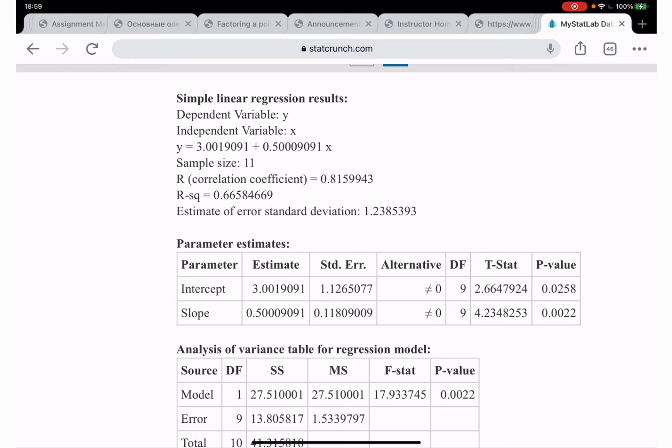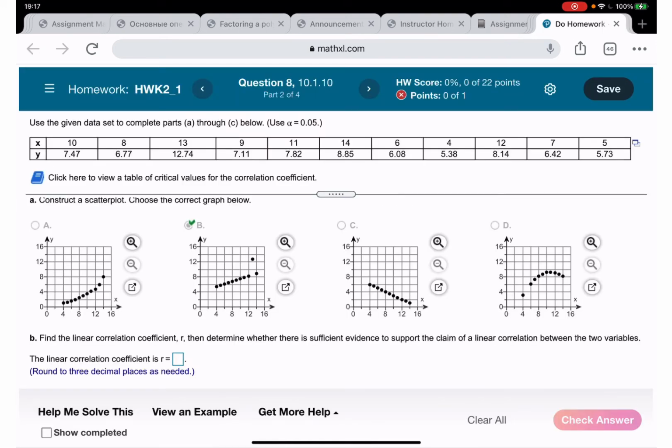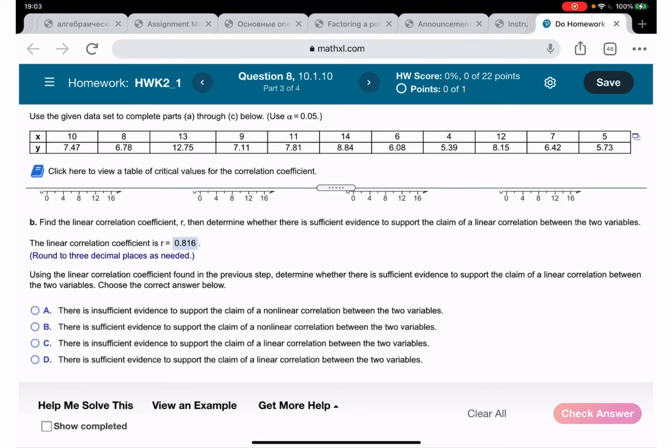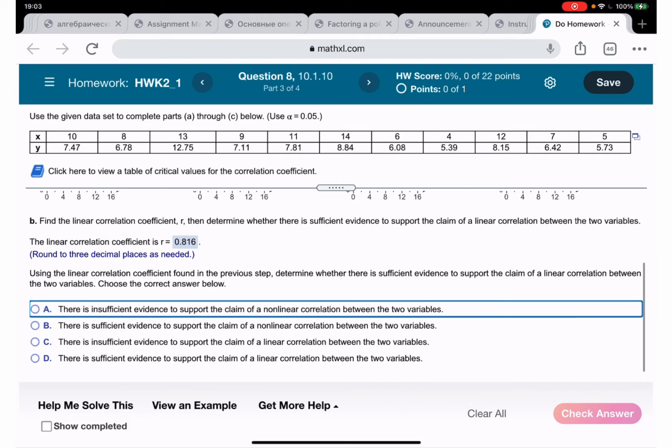0.816, I'm sorry. Where from? So we chose B because it's a linear correlation. And moving to next question, question B. And next question we need to answer using the linear correlation. Bottom line is we need to read the choices and find out which statement is true.